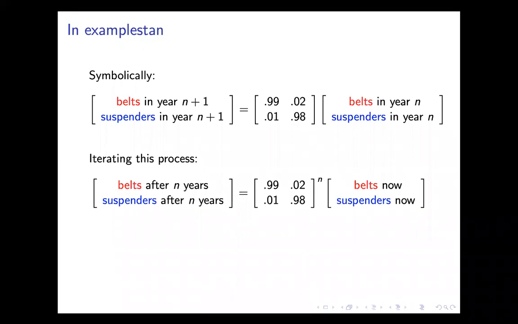Then let's repeat this process over and over, n times. We have the state now, and we ask what will happen in n years. So how do you compute the nth power of that matrix? That's sort of a fun example, but it's a real life example.